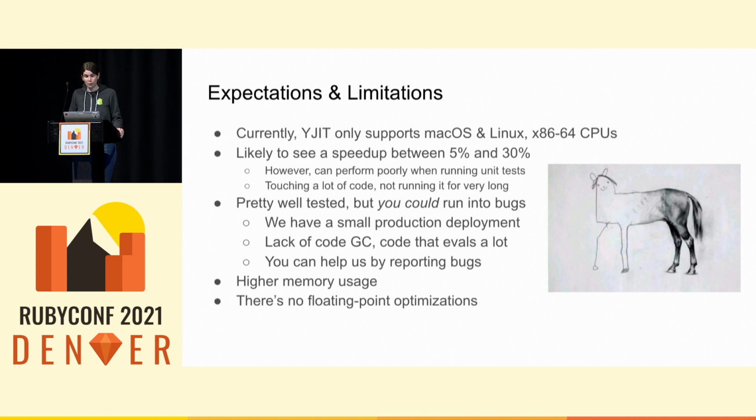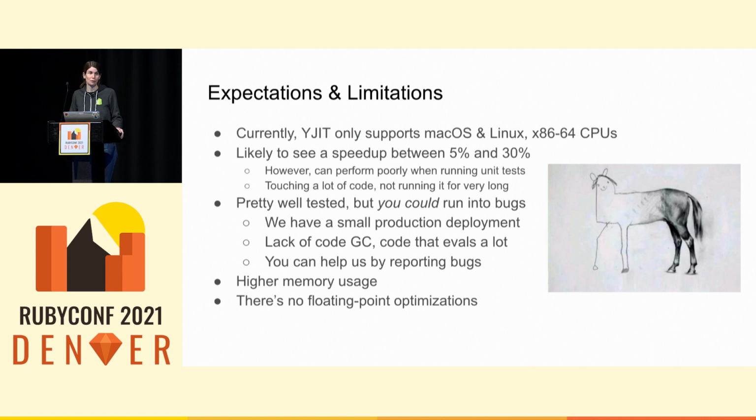Yeah, and I would say it's pretty well tested. Like I said, we have a small production deployment, but it's possible you could run into bugs. If you do run into bugs, it would be helpful to us if you report them, if you get in touch with us. Also, right now, we don't have a garbage collector for code. So if you have a program that generates a lot of code, that does eval over and over and over again, it's possible that you could run out of executable memory and then crash. That's going to get fixed in the future. But yeah, there are some specific use cases where you could run into that problem.